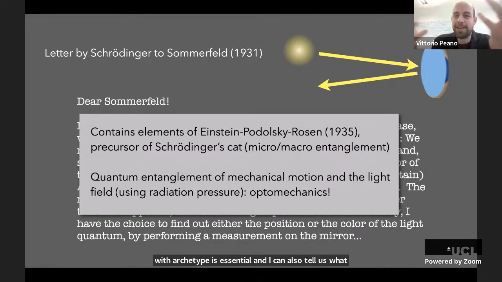This shows that I need this spooky action at a distance that Einstein was talking about in the Einstein-Podolsky-Rosen experiment. It's also a precursor of the Schrödinger cat, because there is this micro-macro entanglement: a microscopic particle, the photon, entangled with a macroscopic object, though not a living one here.